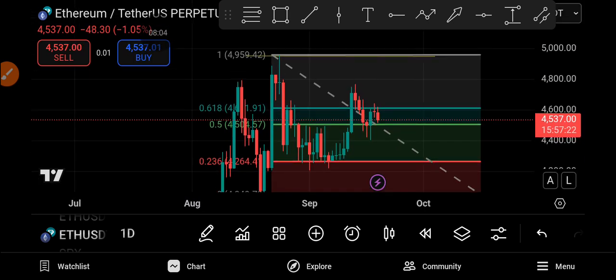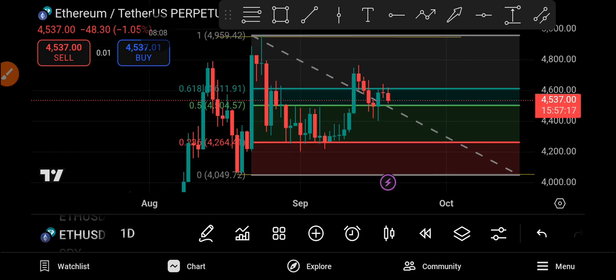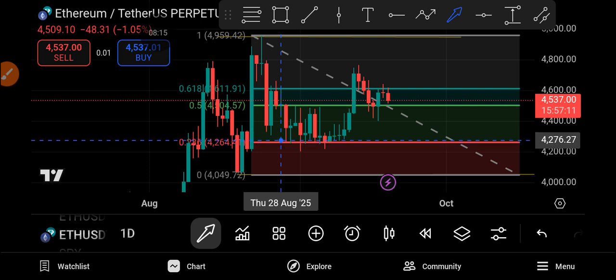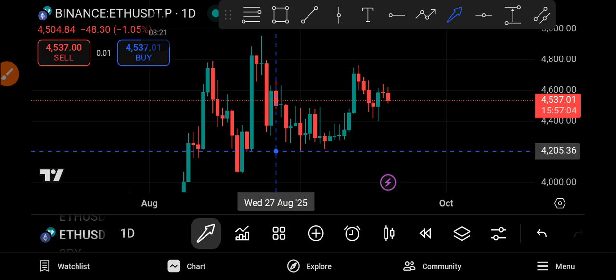Okay, you can see we have dragged that line, and you can see that here this is our 0.2. The market tried to retrace down, but it did not break through this line. Okay, you all see it here.